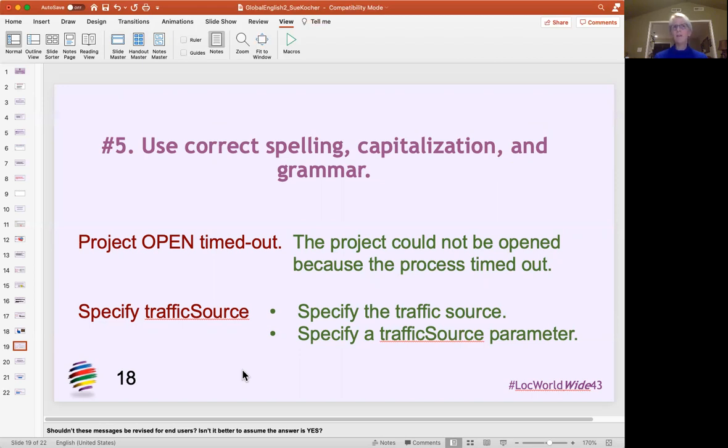Because if it's an end user looking at this message and they're not looking at the actual code, they might not know what that is. Unless there's something in the actual user interface that contains the words traffic source like this, it's not going to make sense to them. So it means one of these 2 things, either specify the traffic source or specify a traffic source parameter, and the translators will know not to translate this as long as they have the noun. They need the noun to indicate what the camel case word refers to. So that's a biggie.